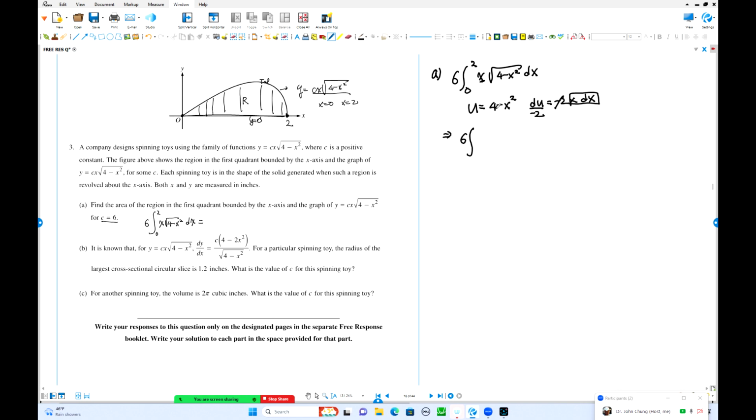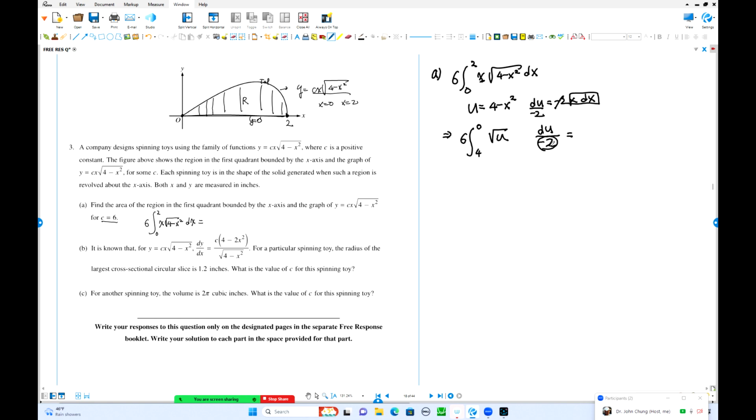When x equals 0, u is 4 minus 0 squared, so the u value is 4. When x is 2, what is the u value? Well, 4 minus 2 squared is 0. After that, x dx is negative du over negative 2, and inside is the square root of u. That's it. But this negative 2 moves to the front: 6 divided by negative 2 is negative 3.